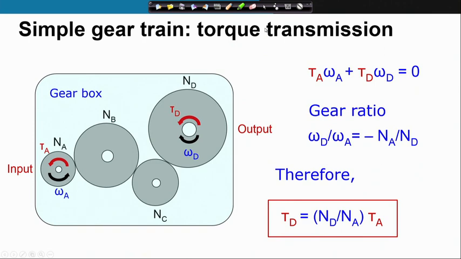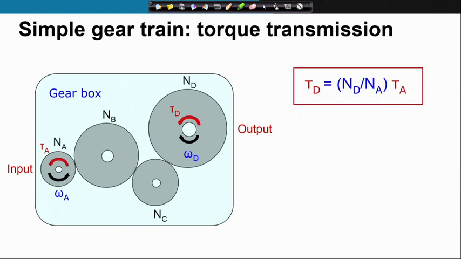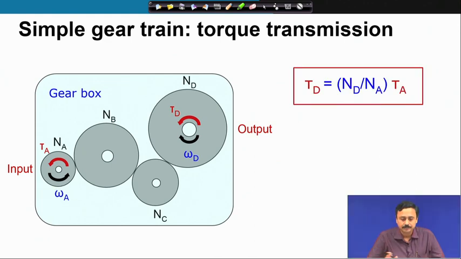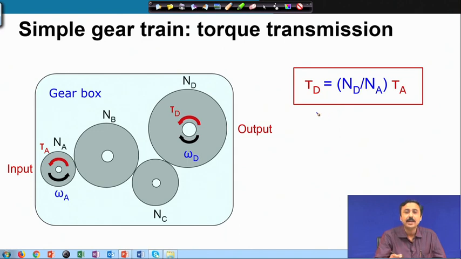So, this is what I have written out for you. Okay. So, this is our torque transmission ratio. In general, this n_d by n_A is not equal to 1. Therefore, tau_d is not equal to tau_A. Now, why are we discussing this?